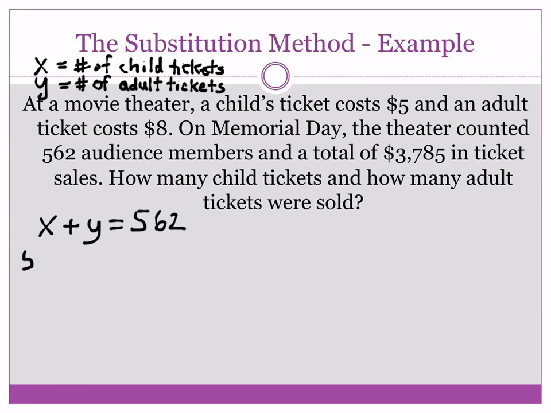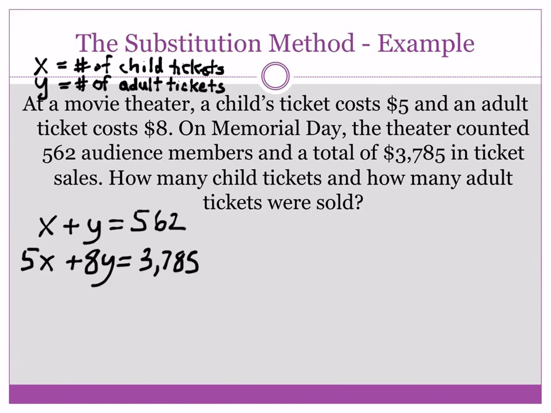What would the other equation be? 5x plus 8y equals 3,785. Okay, so 5x is because we have x number of child tickets, and they're $5 each. 8y is y number of adult tickets times $8 each. And the total amount that we're going to get by doing this is 3,785. Is everybody good with the equations that were created?